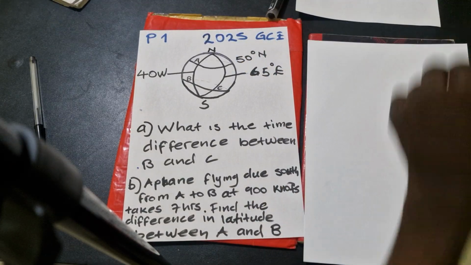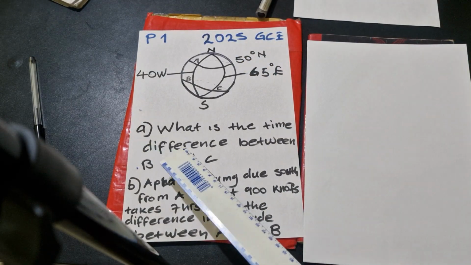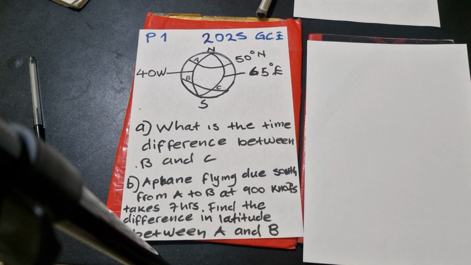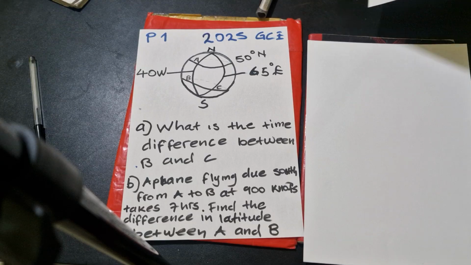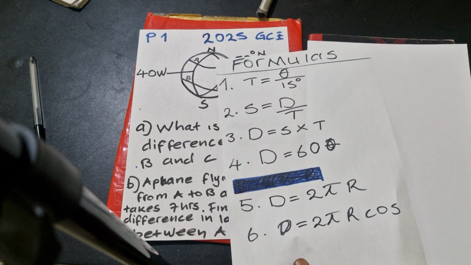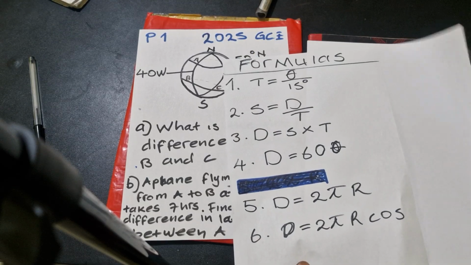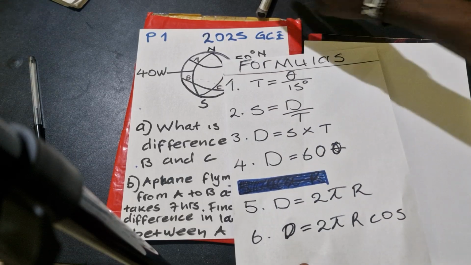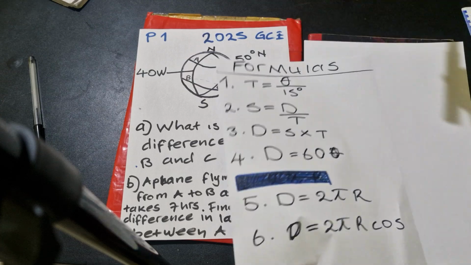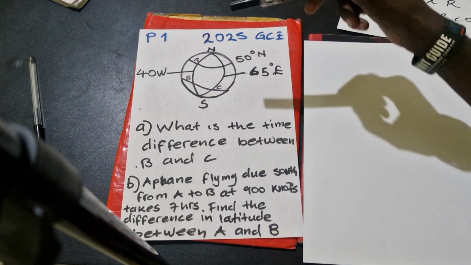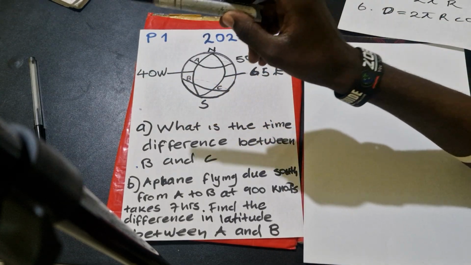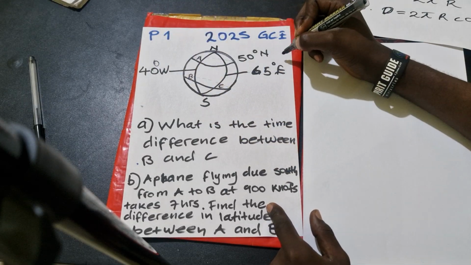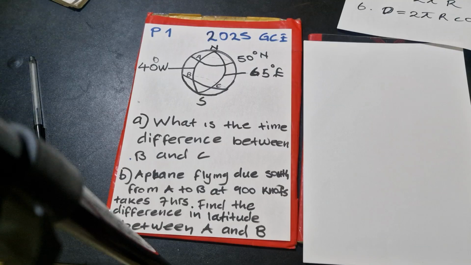So the first question states, question A, what is the time difference between B and C? As I told you earlier, we use the first formula to solve the time difference. So let's go into it in detail. We are given these values. We have been given 40 degrees west and 65 degrees east. So what do you do?